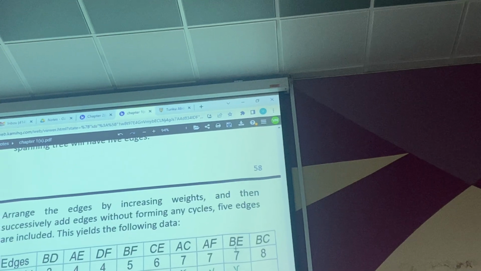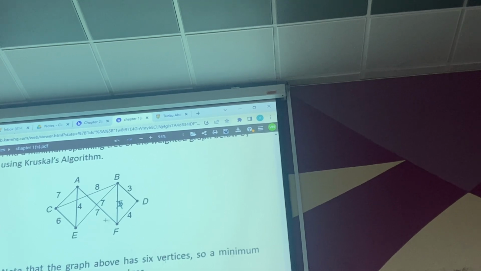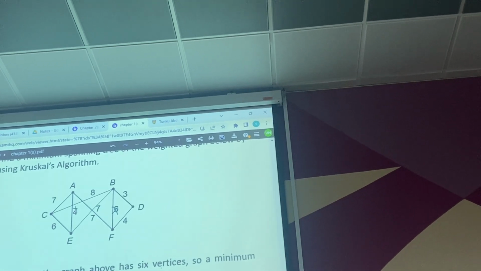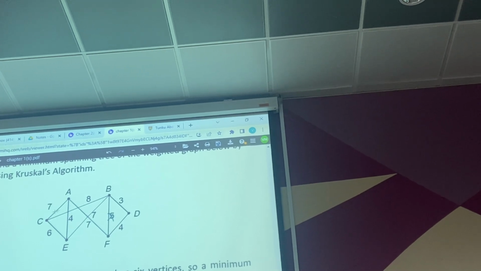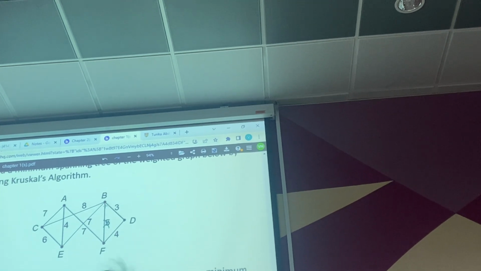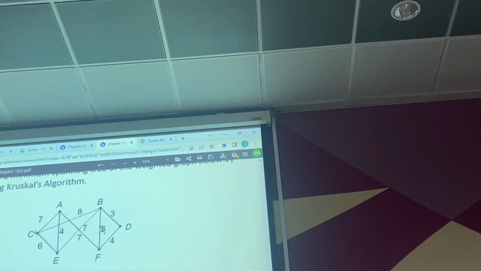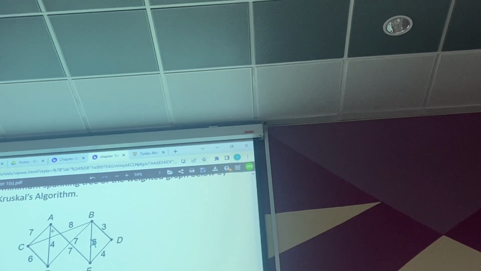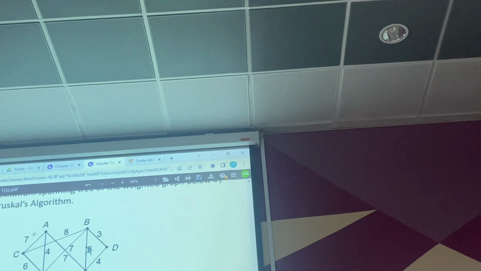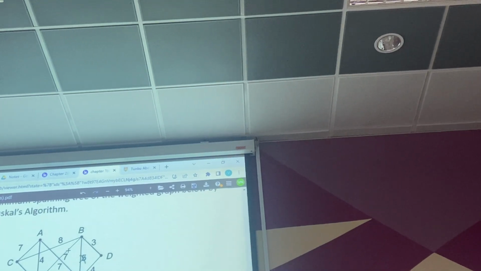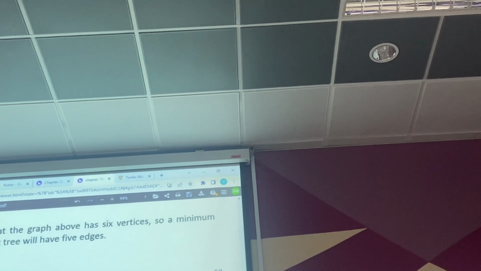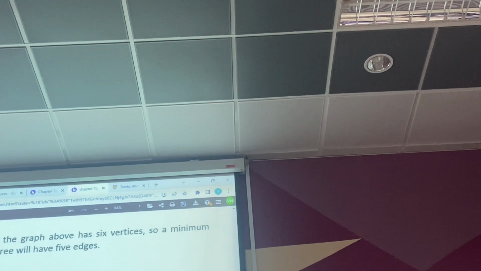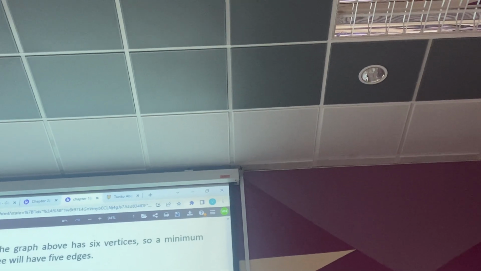And the last one, BC, delete or not? Also delete, right? So if you choose BC, then you will have BC, then you have CE, AE, and then you have AF. So this one will form a cycle inside. Okay, so you can try to draw, you will see a cycle there. So this one you will delete also. Now we only have 1, 2, 3, 4, 5 edges that are not deleted.